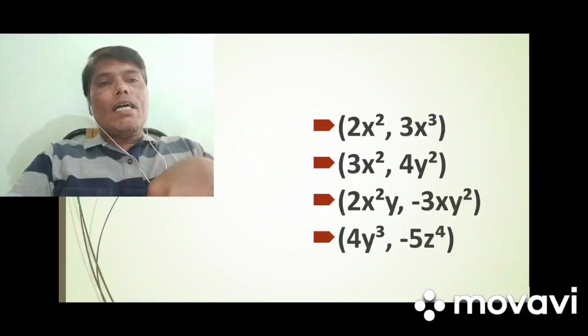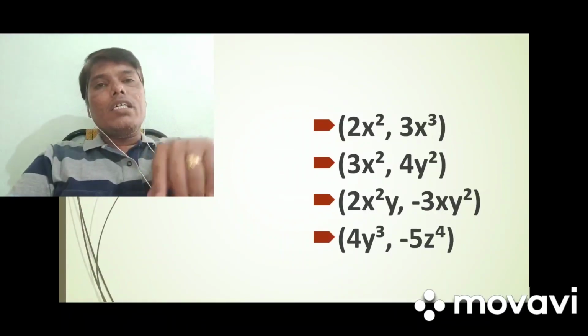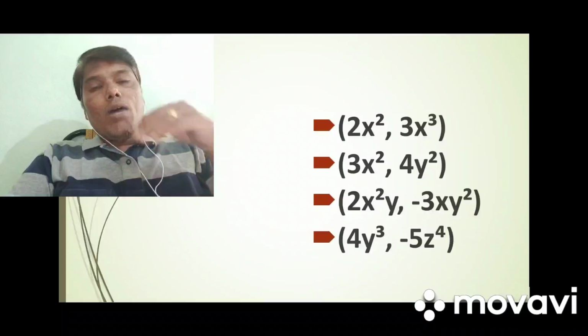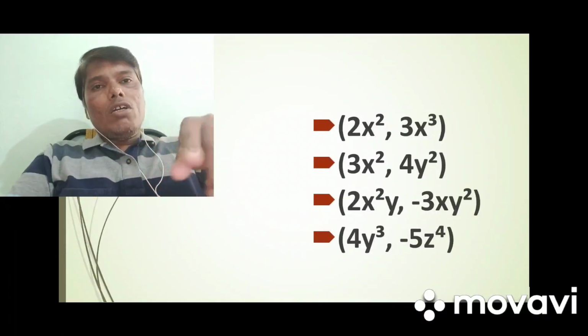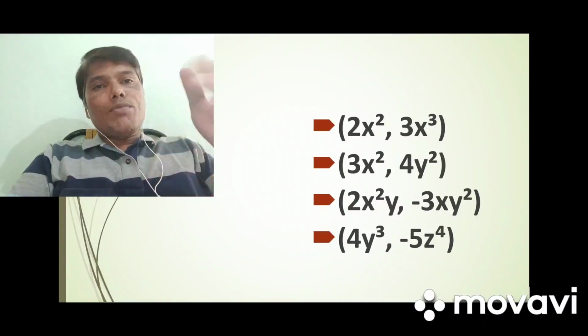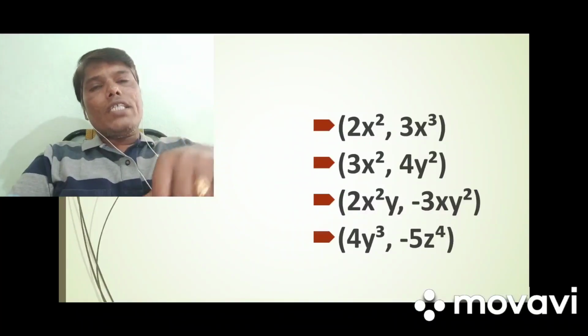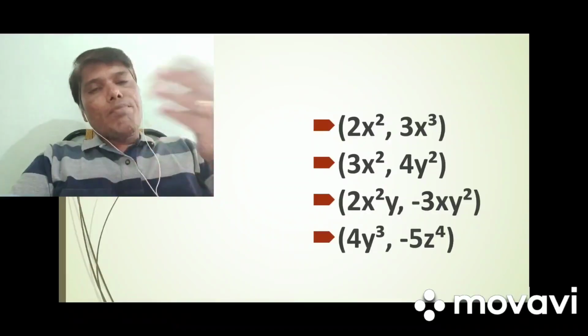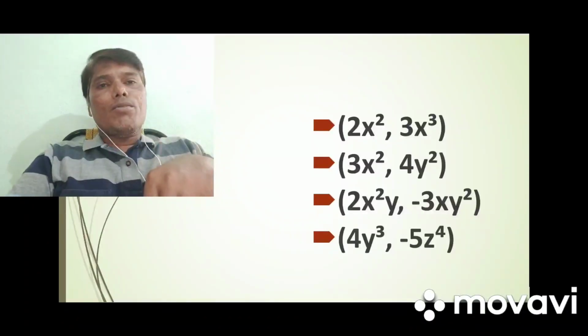Let us observe the third example, 2x square y, minus 3xy square. In these two terms, the variables are same, x, y, but you observe their exponents, they are different, 2, 1, 1, 2. That is why these are unlike terms. Let us observe the last example, 4y cube, minus 5z power 4. Here the variables are different and their exponents are also different, 3 and 4. That is why these are also unlike terms.